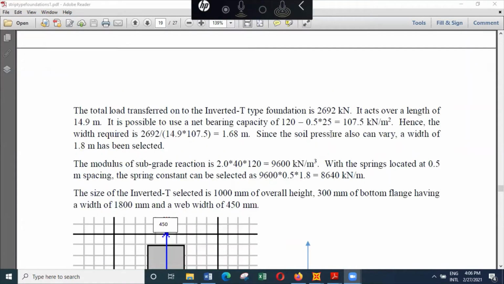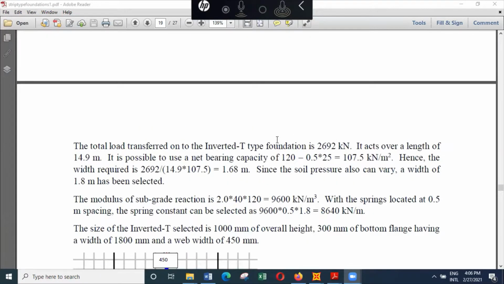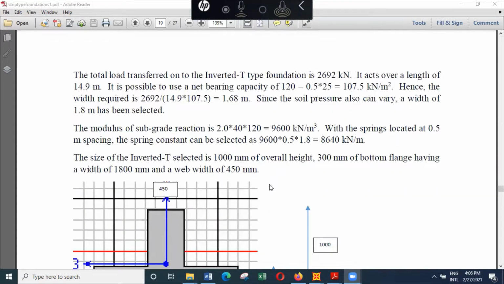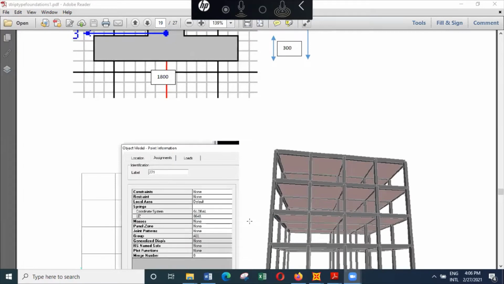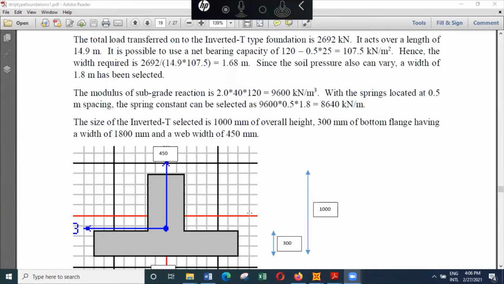Right, so we'll see that. I'm going to select this particular inverted T, and we see how this can be included with the springs. If you look at the spring constant, you see that the modulus of subgrade reaction, with a factor of safety of 2 multiplied by 40 multiplied by 120, will give you 9,600 kilonewtons per meter cubed.